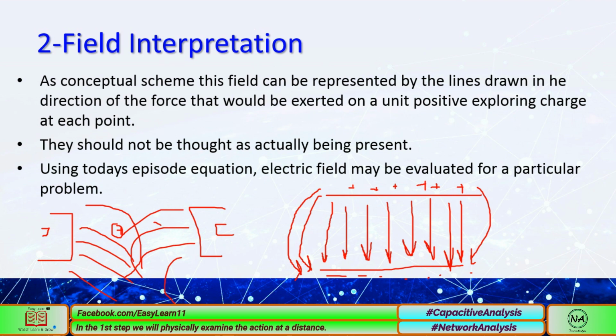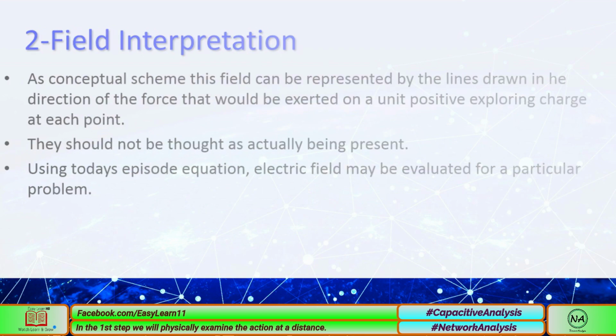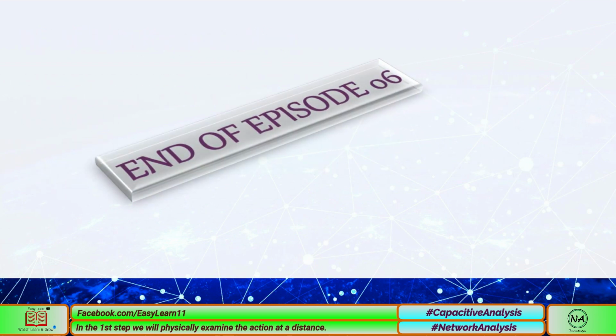These equations that we discussed today, like the first equation, F is equal to q1 q2 over 4 pi epsilon r square, and the second very simple but yet beautiful equation, E is equal to F over Q. Remember these equations. This is the end of episode 6, and we will discuss the third important parameter, the circuit interpretation, in the next lecture, because I may divide the lecture into two parts.